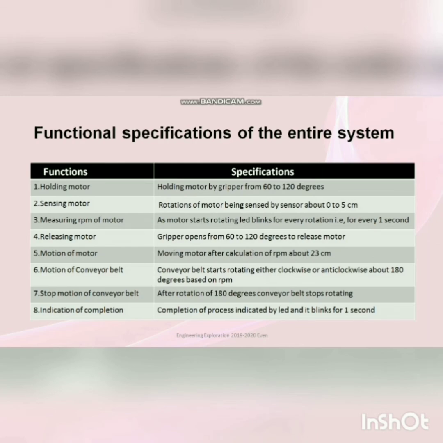Seventh one is stop motion of the conveyor belt. After rotation of 180 degrees, the conveyor belt stops rotating. Eighth one is indication of completion. Completion of the process is indicated by the LED and it blinks for 1 second.